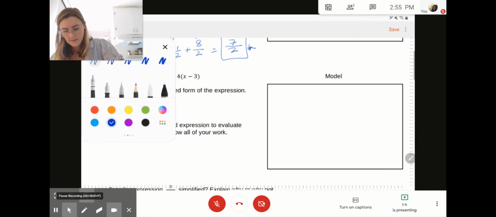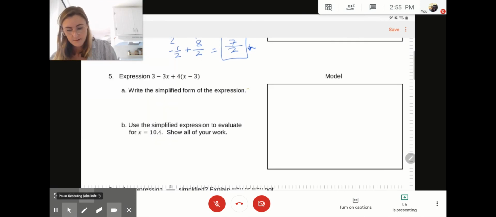Okay, next one. Write the simplified form of the expression. Again, I cannot do anything in the parentheses, so I'm going to distribute this 4. So I'm going to keep the rest the same. And then I have 4x minus 12. Don't forget to distribute to that second term as well.